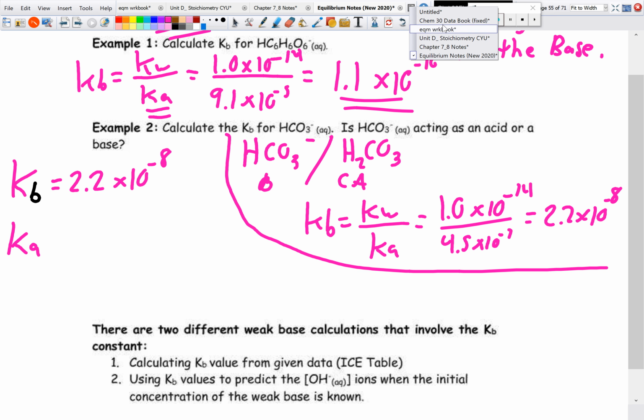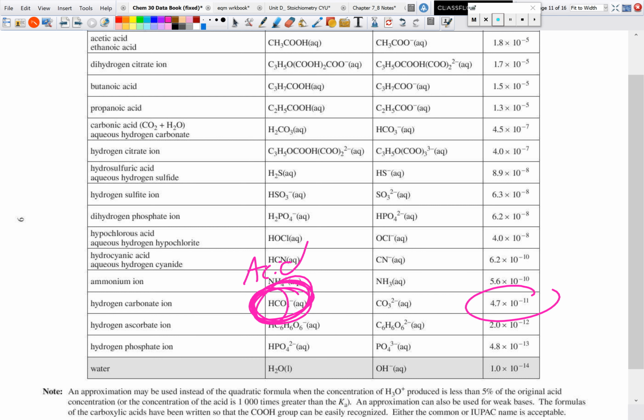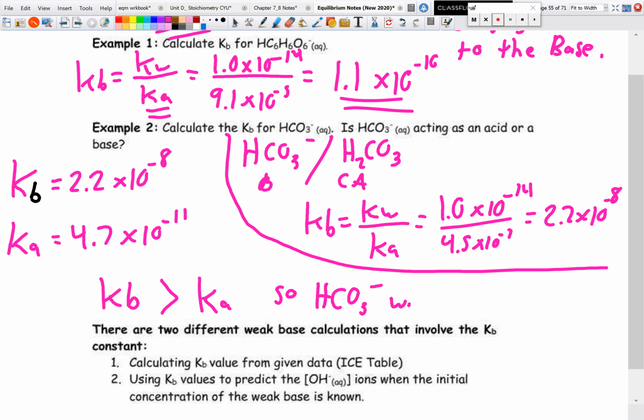What is its Ka? Now remember, our data booklet was filled with Ka ionization constants for acids. So when we find our hydrogen carbonate right here acting as an acid, well, this is the ionization constant, 4.7 times 10 to the power negative 11. Well, we can tell by comparing these right here, Kb is greater than Ka, so HCO3 minus acts as a base. And that is one of the helpful things that we can get from these.